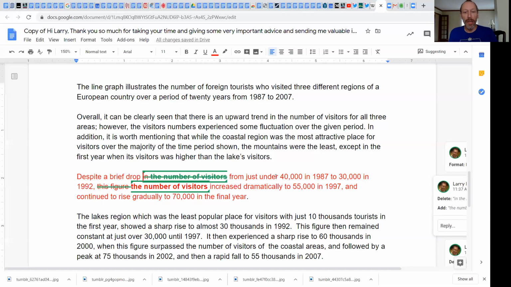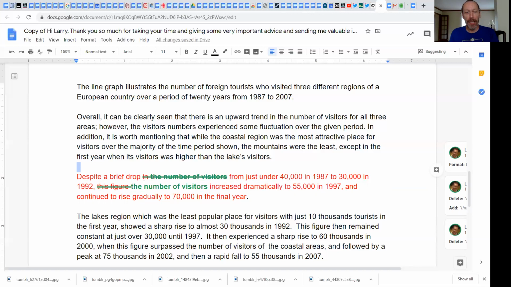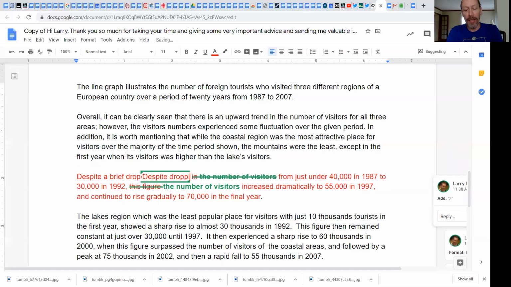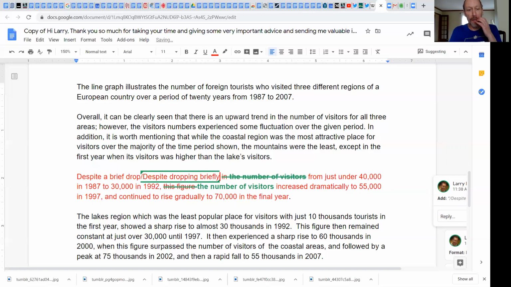Okay, so the other option you would have would be, instead of despite a brief drop, you could also do this. You could also put despite dropping briefly, which is another option.